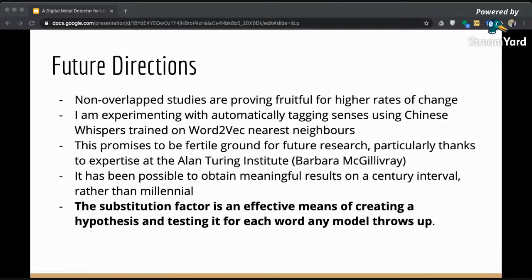In initial experimentation, which is outside of this paper, I'm talking about future directions now, non-overlap studies are proving fruitful for higher rates of change, and they may be better at detecting higher rates of change, I'm finding at the moment, than the overlapped study that I presented here today. I'm also experimenting with automatically tagging senses using Chinese Whispers, which is trained on word2vec nearest neighbors, and that helps us to overcome the meaning conflation deficiency. Hopefully that will be fruitful as well.